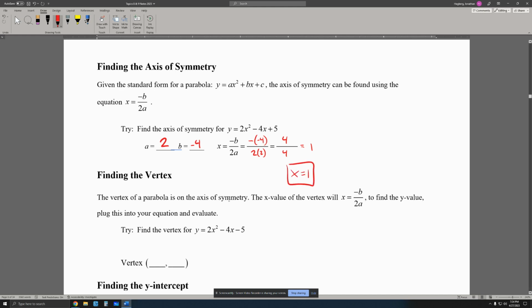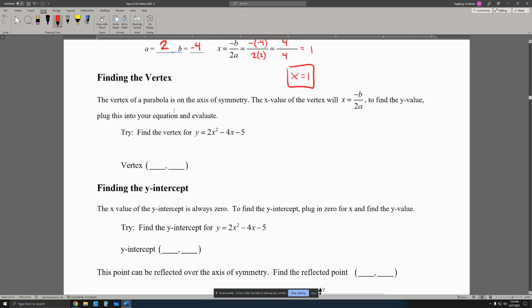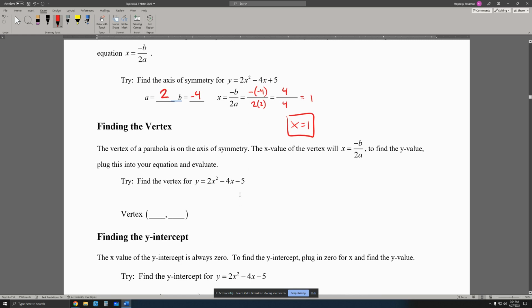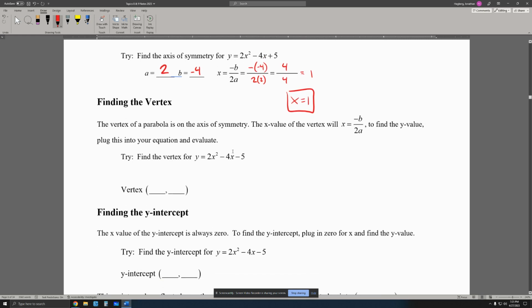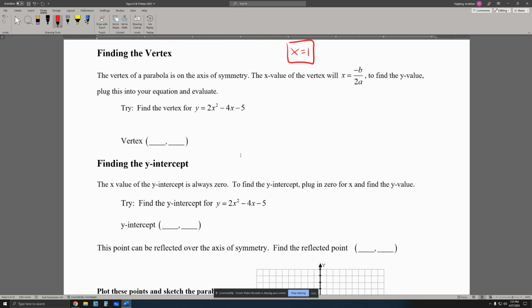All right. Now let's find the vertex. As a reminder, the x value for the vertex is where we have our axis of symmetry, because the axis of symmetry passes through the vertex. The x value of the vertex will always be the same, negative b over 2a. So to find the y value, solve for x using negative b over 2a, and then plug in your solution for x and solve for y. All right, so using the same quadratic, 2x squared minus 4x minus 5. Oh, this is minus 5. So this isn't going to change. We'll still have an axis of symmetry, x equals 1.